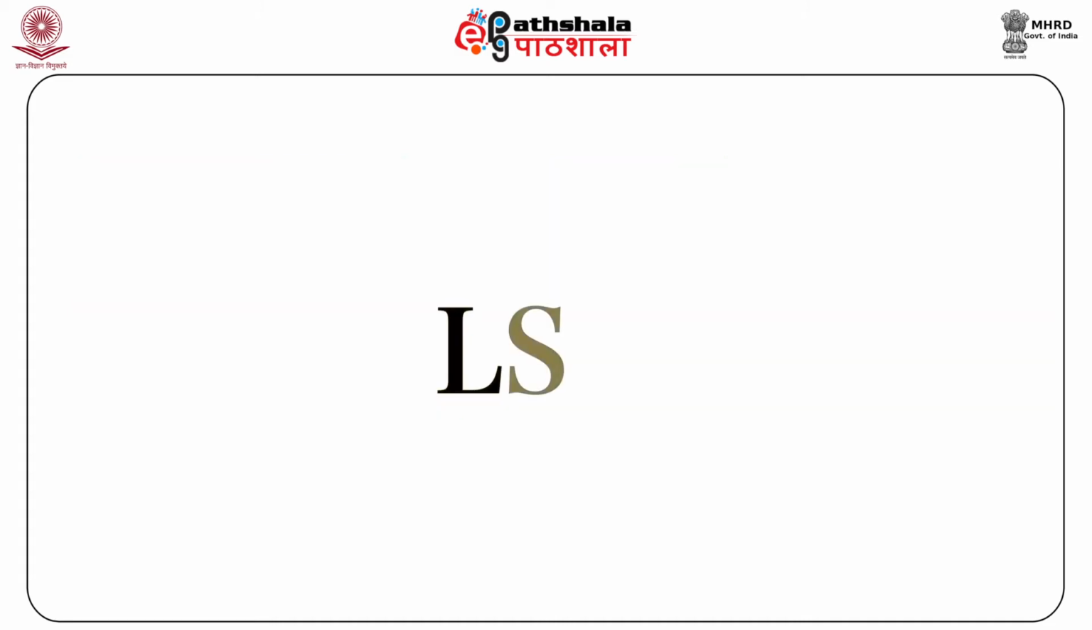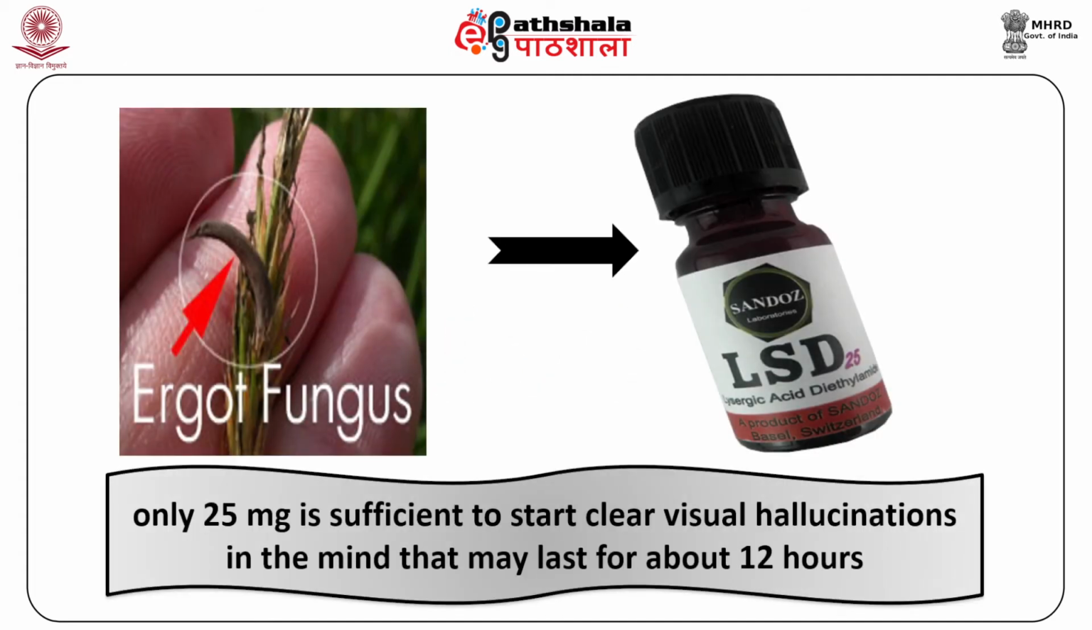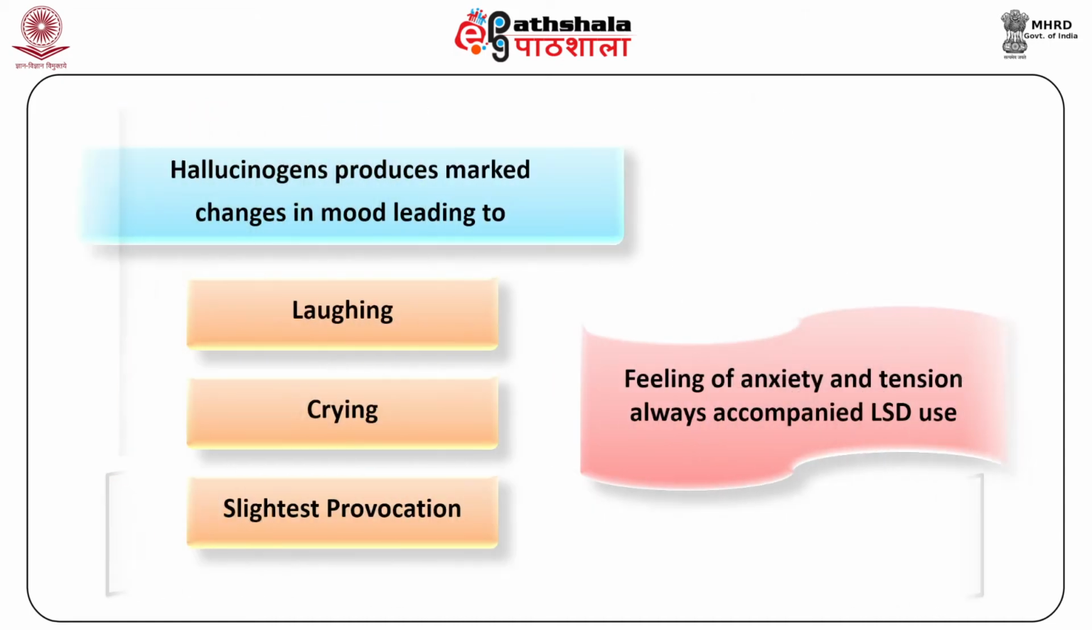etc. LSD, lysergic acid diethylamide, is synthesized from lysergic acid, which is a substance derived from ergot, which is a type of fungus. It attacks a certain type of grains. This is a very potent drug. Only 25 mg is sufficient to start visual hallucinations in the mind that may last for about 12 hours. This drug produces noticeable changes in mood, leading to laughing and crying at the slightest provocation. Feelings of anxiety and tension are always accompanied by the use of LSD.